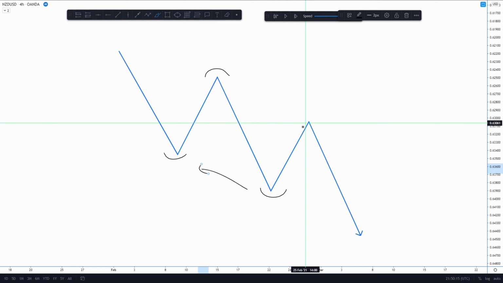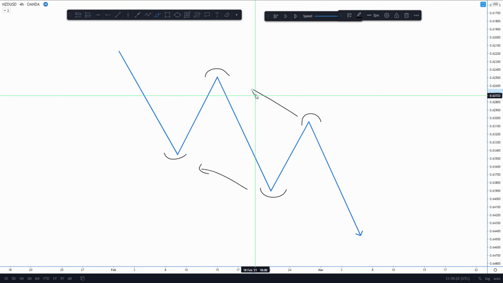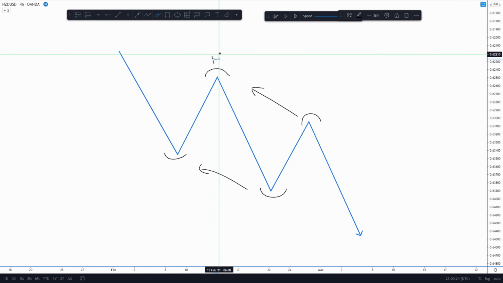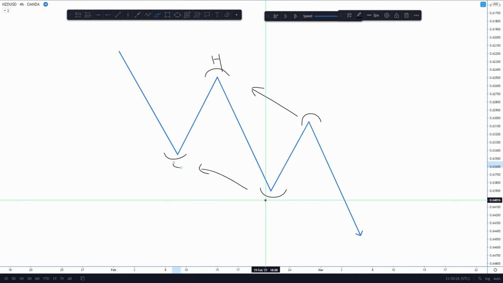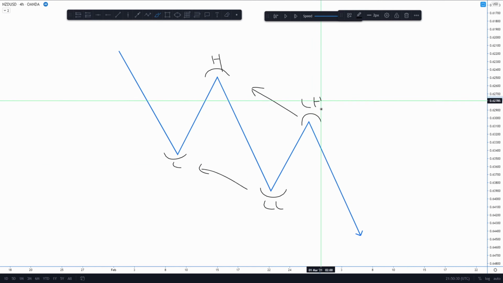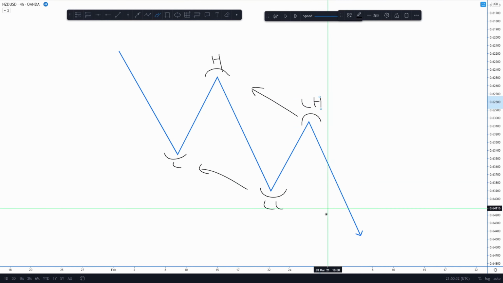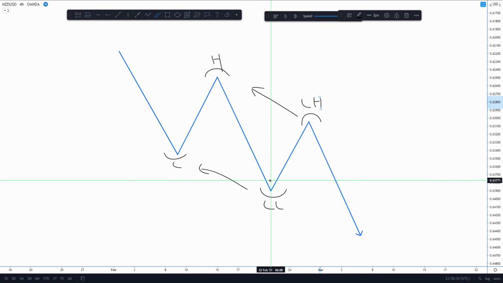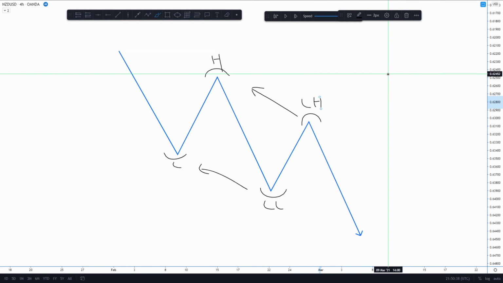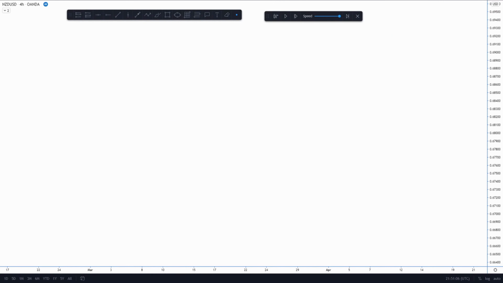We then have a new high that's created. And this high is lower than this one that was previously created. So we have this high, we have a low, we have a lower low, and then a lower high. And this is our standard downtrend. So every low is lower than the previous one, and every high is also lower than the previous one.